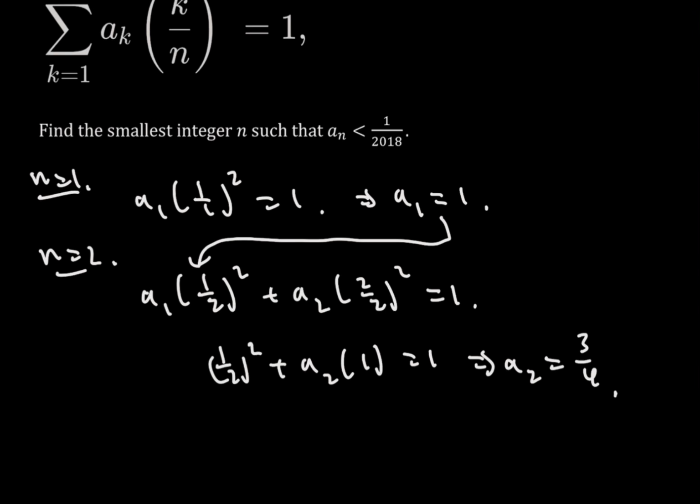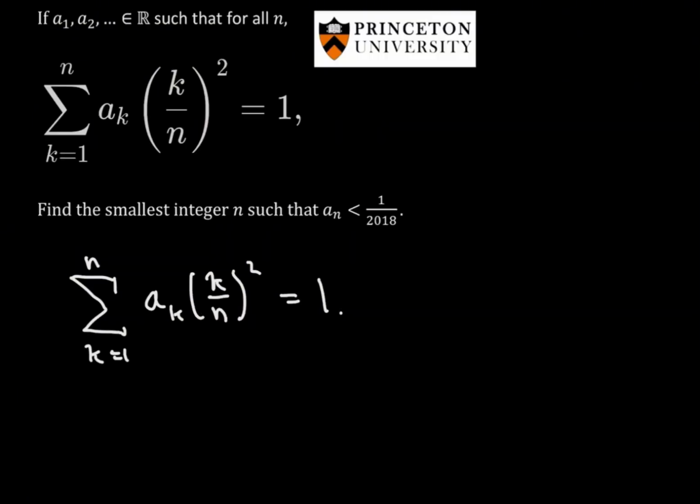Now we see that as we go up in values of n, we're recursively finding the values for a. Moreover, since we want to find n such that a sub n is less than 1 over 2018, it looks like it's going to take a while. It might be the case that after we plug in hundreds or maybe even thousands of values of n, we still won't find a sub n that is less than 1 over 2018. So we look for a smarter solution.